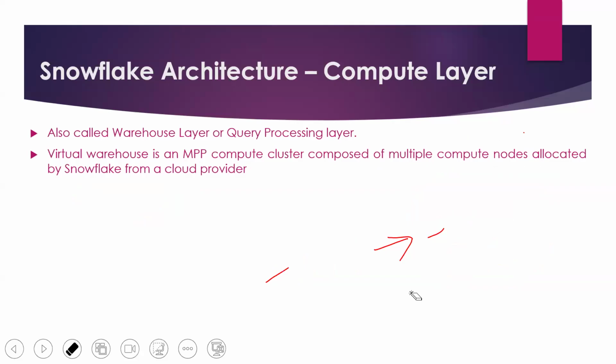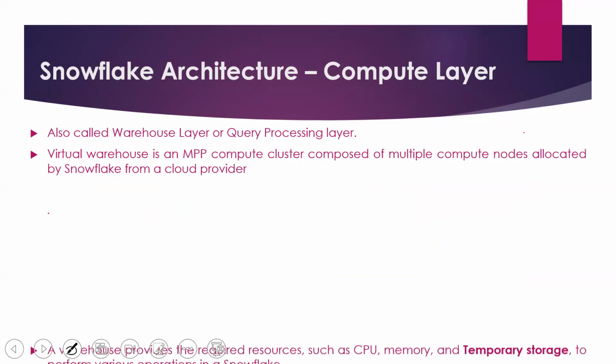So what is meant by a virtual warehouse? A virtual warehouse is nothing but an MPP compute cluster composed of multiple compute nodes which are allocated by Snowflake from my cloud provider. If you are considering AWS, the nodes come from AWS. If you are considering Microsoft Azure, while getting the Snowflake account, the nodes come from Azure. If you are considering Google Cloud Platform, the nodes come from Google.